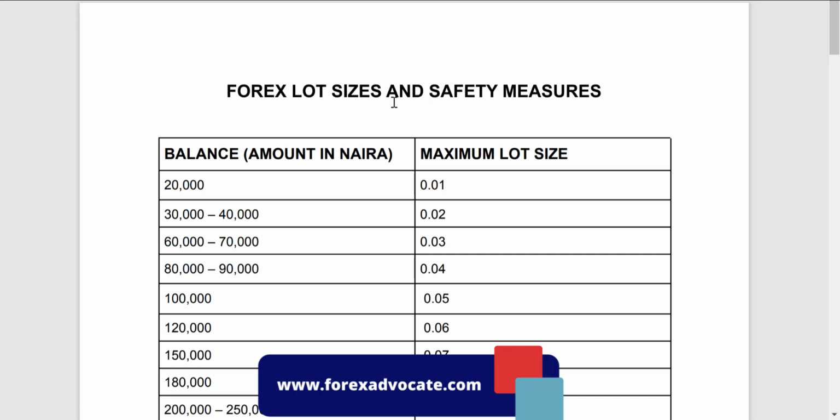One of the reasons why a lot of people blow their trading account in Forex trading is because they don't know how to calculate the right lot sizes they're supposed to use for their trading. They just enter the market anyhow and then get flushed out anyhow. So this is very important. I'm speaking with you from experience. The safe lot sizes and safety measures. So let's get started.